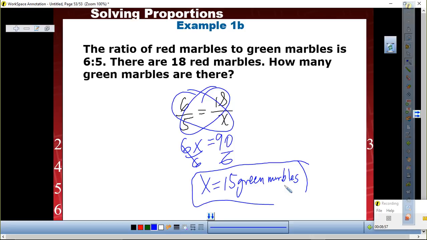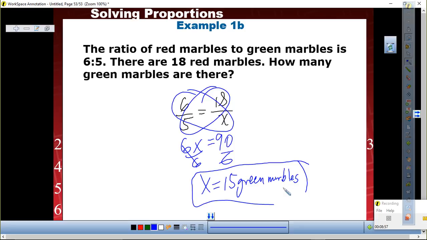Okay, yeah. Since 6 and 18 are both divisible by 3, can't we just put times 3 on the top and the bottom? Did you ever hear that? Yes. Are you sure that doesn't work? But no. For right now, I want you to use the cross multiplication because this is where we're going.